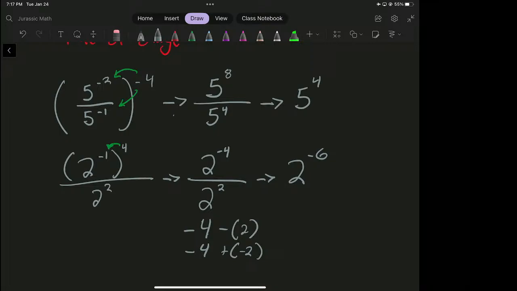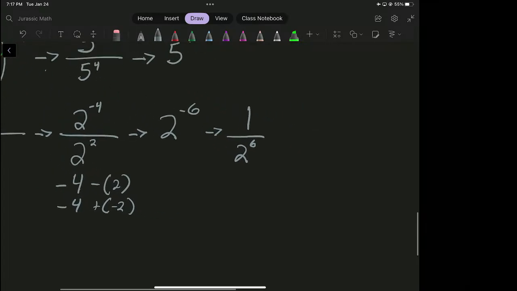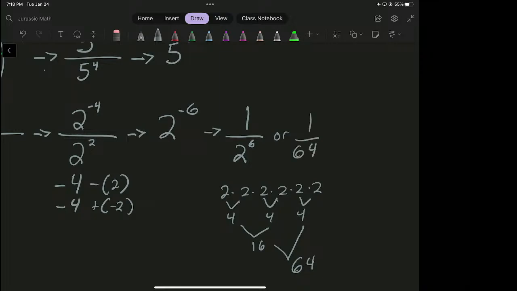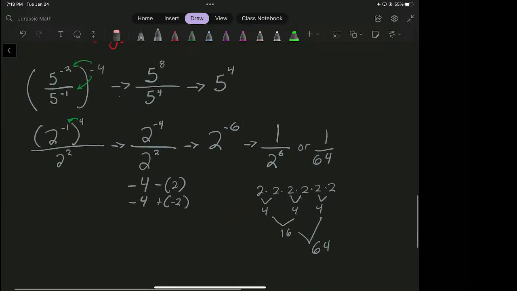And whenever we have a negative exponent, we just move it to the other side of the fraction, so 2 to the 6th. I can't remember if Delta Math is actually asking you to multiply 2 to the 6th. 2 times 2 times 2 times 2 times 2 times 2. 4, 4, 4. 16 and 16 and 4 is 64. So it could be 1 over 64. But I'm not entirely certain because there's a couple different questions that Delta Math asks when it comes to that.